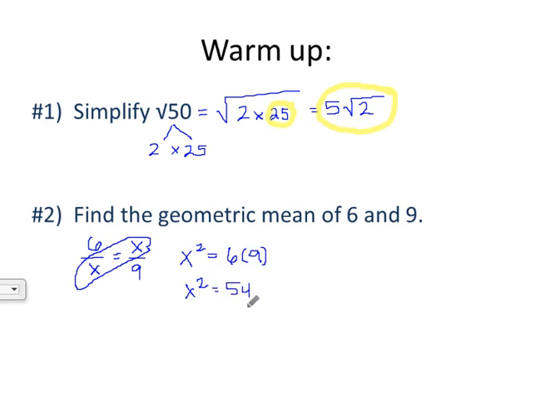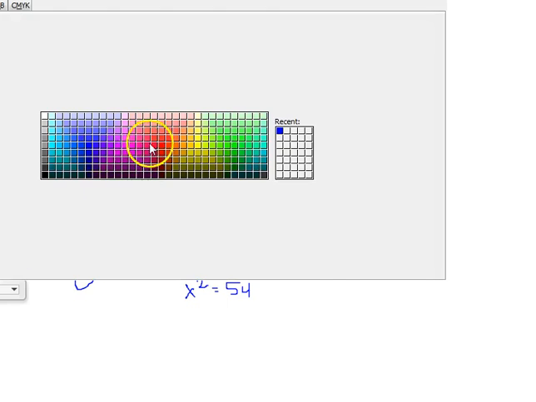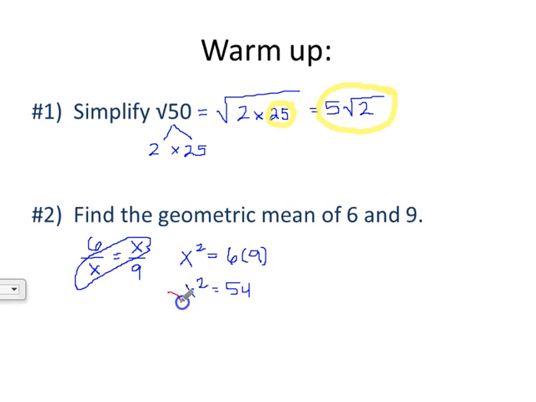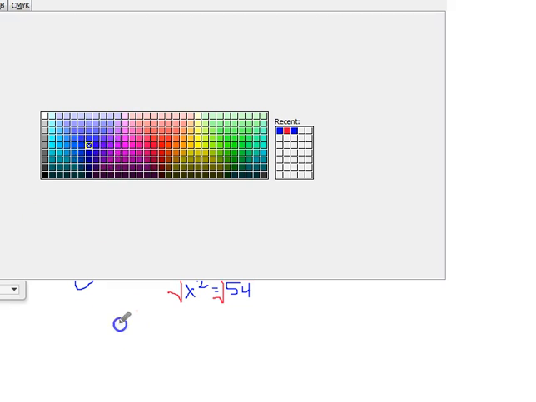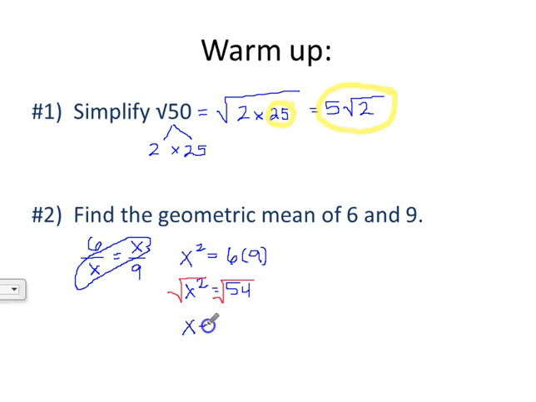And then we need to get x all alone. We need to solve for x. So x is being squared, so we need to do the opposite of what's being done. The opposite of squaring something is taking the square root. So to get x all alone, I'm going to take the square root of both sides. So now we've got x equals the square root of 54.